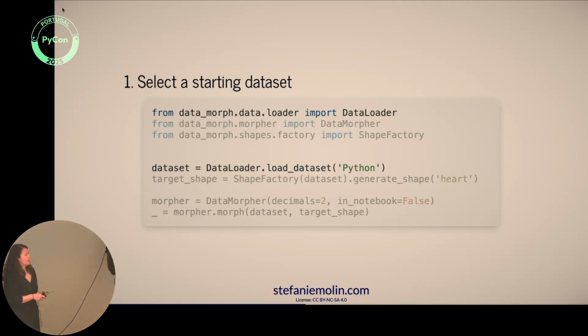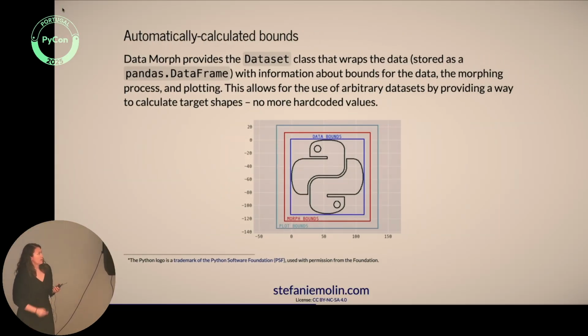So with data morph, there's a data loader class, and then you can specify that you want to load a built-in data set, which I have up here, or you can use your own data set. So for now, CSVs, but I wanted to support something in the future where perhaps you give it a PNG and the pixels are extracted and sampled and then turned into something like this. So this is a data set in data morph, right?